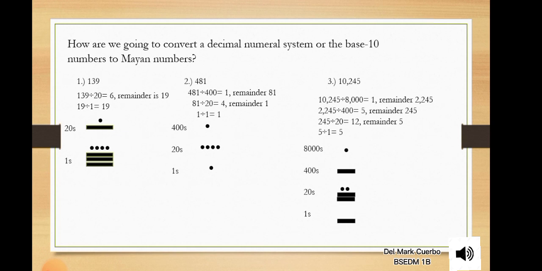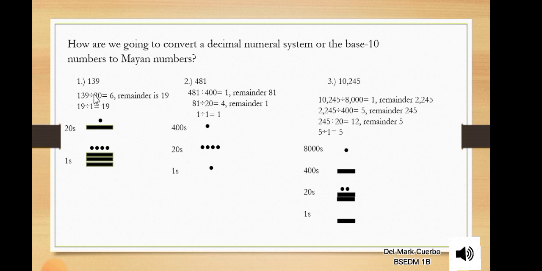So now we are going to do the other way around. We are going to convert decimal numbers to Mayan numbers. So how are we going to convert a decimal numeral system, or the base 10 numbers, to Mayan numbers? We have here three examples. The first one is 139. So what we are going to do is divide 139 by the place values of Mayan numerals.